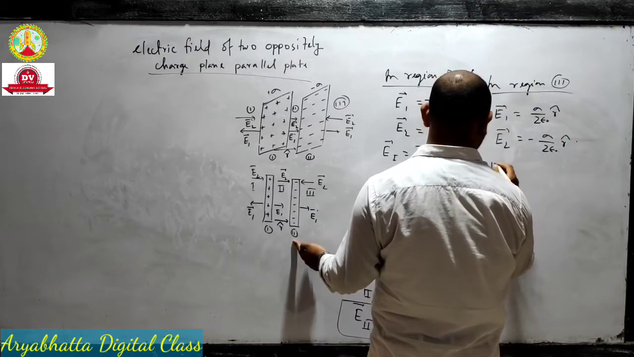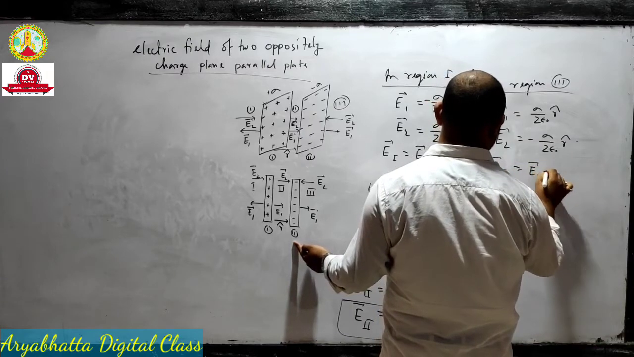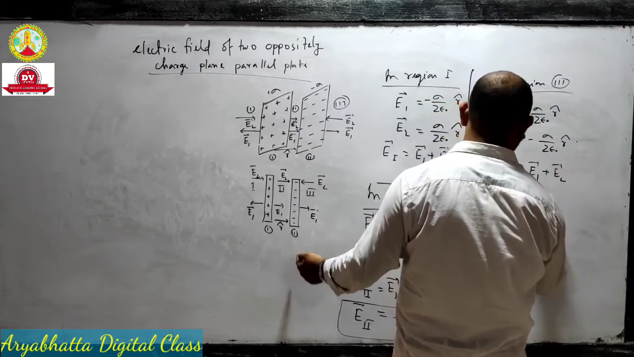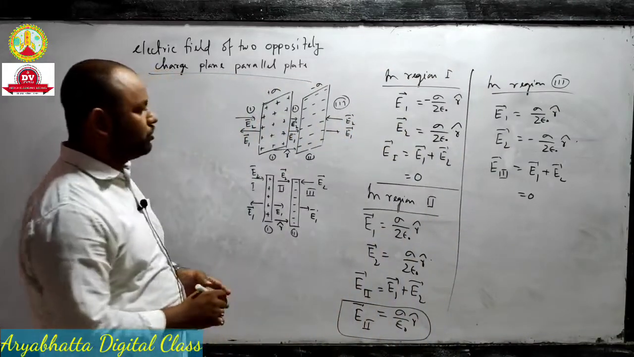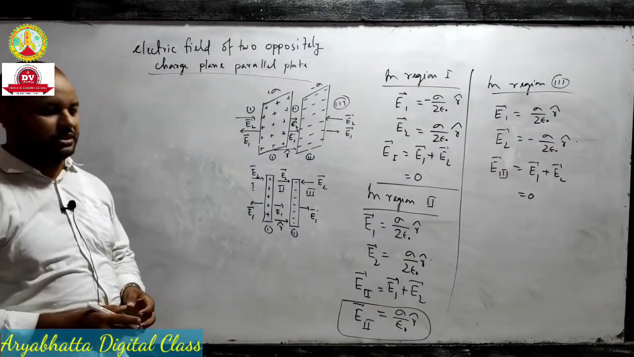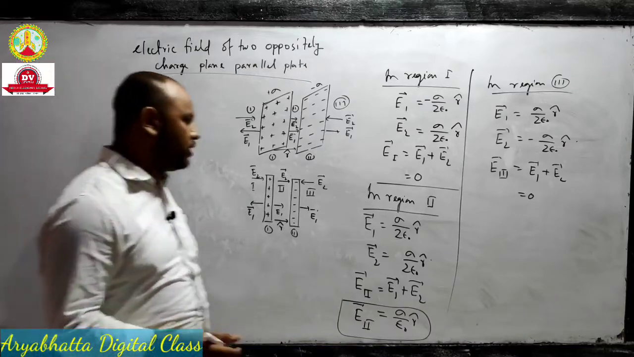So in the region 3, electric field is how much? It is E1 plus E2. So it will also be 0. Okay. In region 1 and 3, the electric field is 0. And in between the two plates, the electric field is maximum, which is equal to sigma by epsilon naught. Okay, it is very simple.